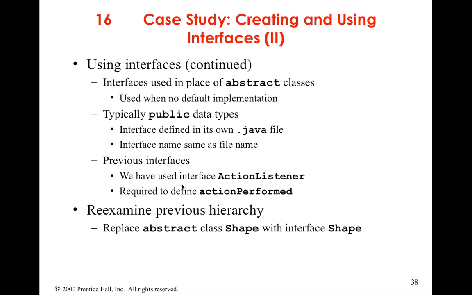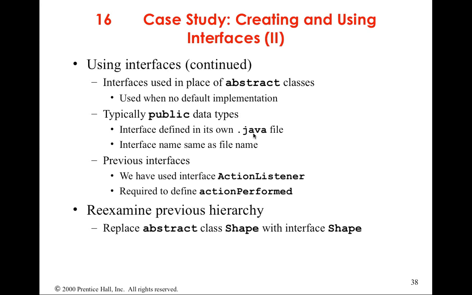Interfaces are used in place of abstract classes, or along with. This is deceiving. You can extend and you can implement all in the same class. You don't have to do one or the other. Used when no default implementation exists. So you want to create the default implementation. Typically public data types. An interface is defined in its own .java file.